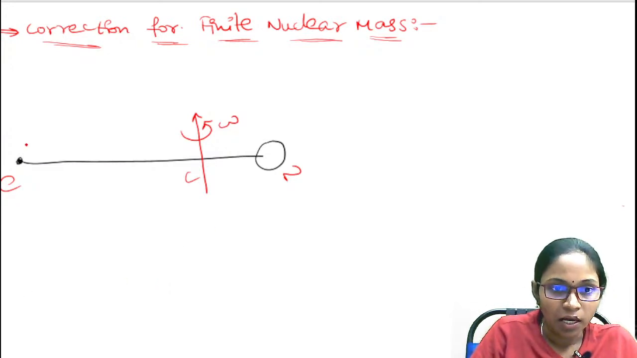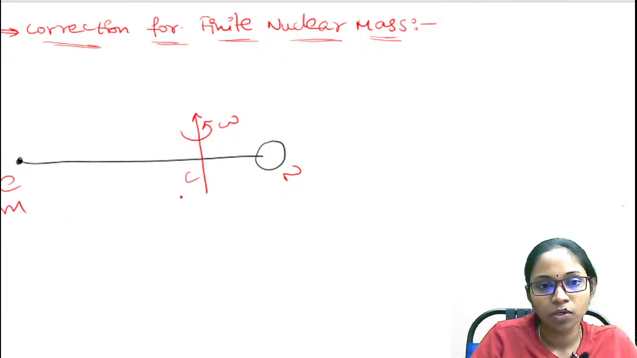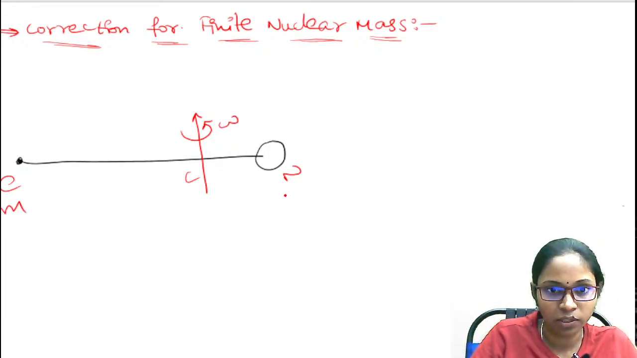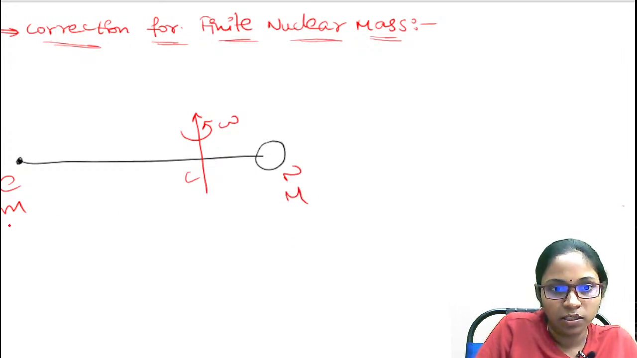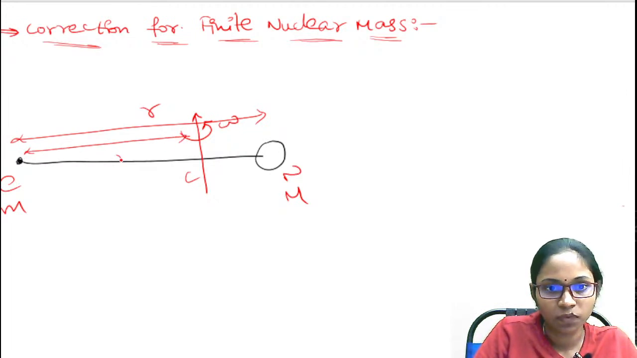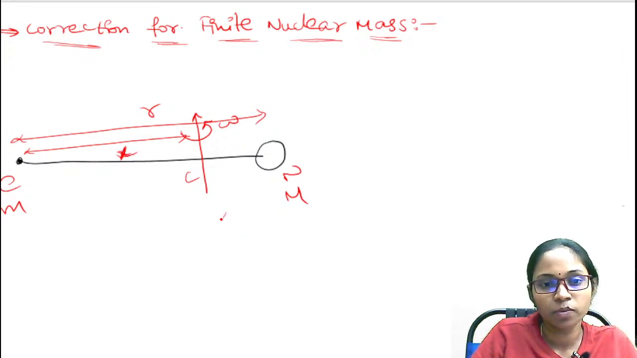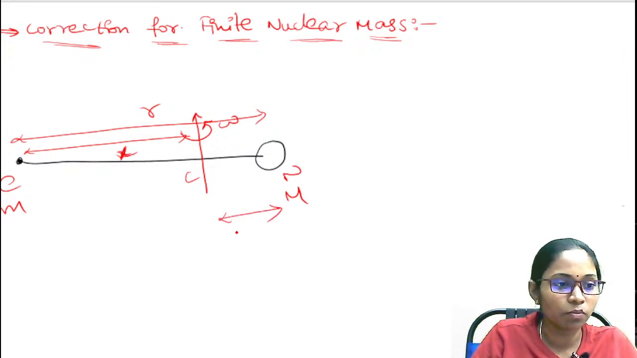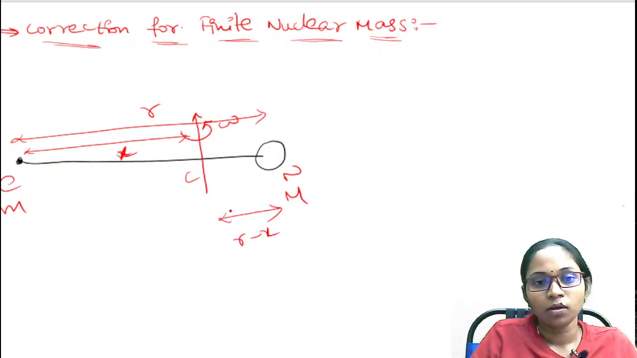I'm considering the mass of the electron as small m and the mass of the nucleus as capital M. The distance between these two charges, the electron and the nucleus, is r. If the distance of the electron from the center of mass is x, then what will be the distance of the nucleus from the center of mass? It will be equal to r minus x, right?